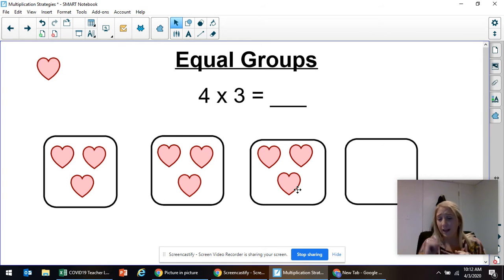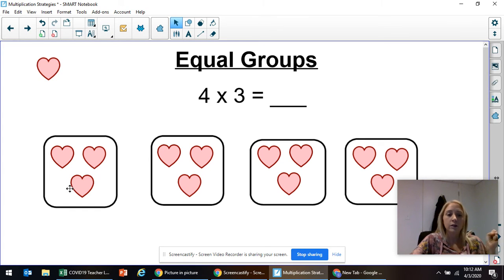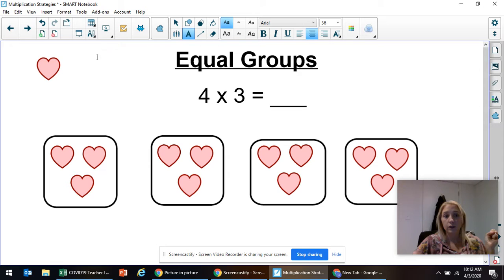Remember, you can just do tally marks. You can do little dots if that works for you. Whatever is easiest for you to draw. Now, once you have your 4 groups of 3, remember, equal groups means you have to have the same amount in each group. So this shows 1, 2, 3, 1, 2, 3, 1, 2, 3, 1, 2, 3. So then you count them. 1, 2, 3, 4, 5, 6, 7, 8, 9, 10, 11, 12. So you should have gotten 12.